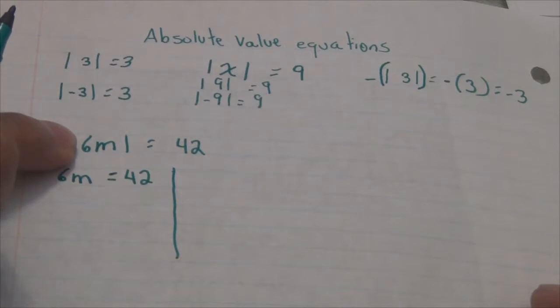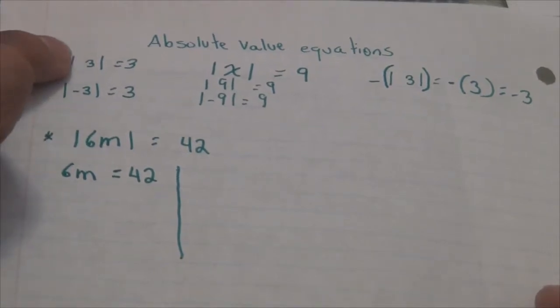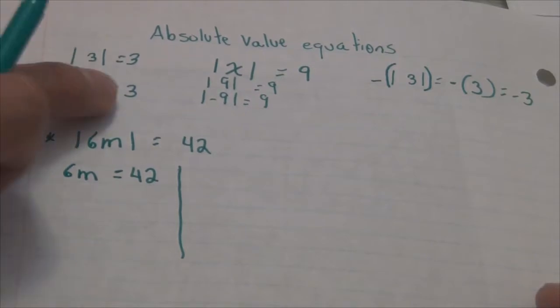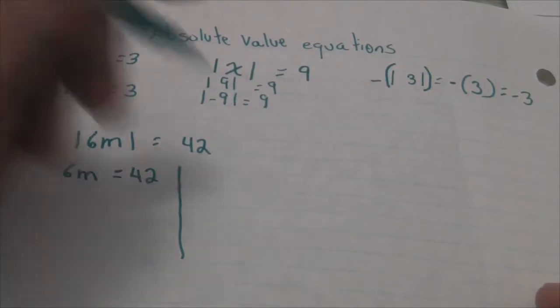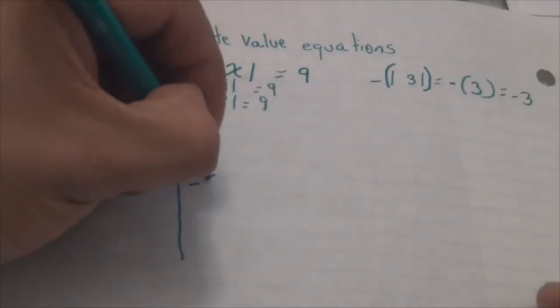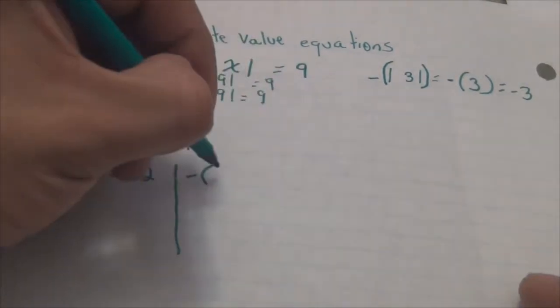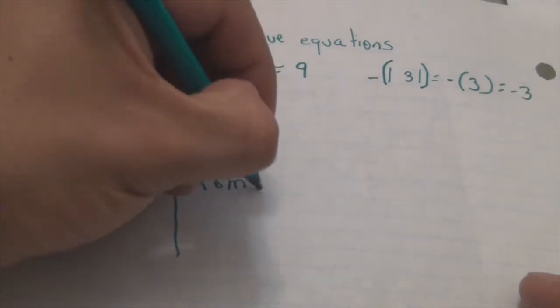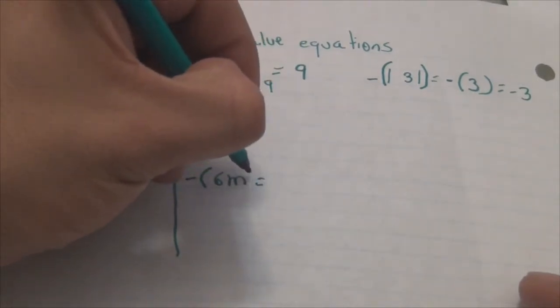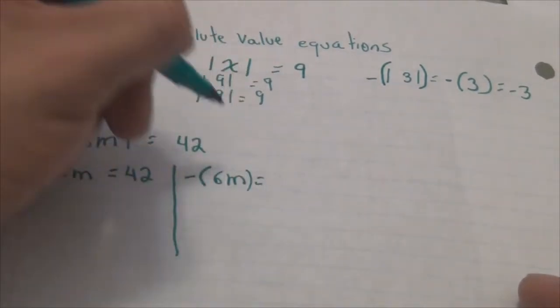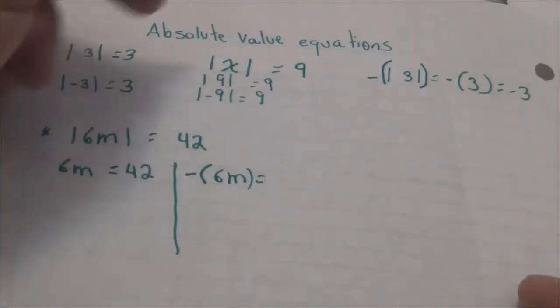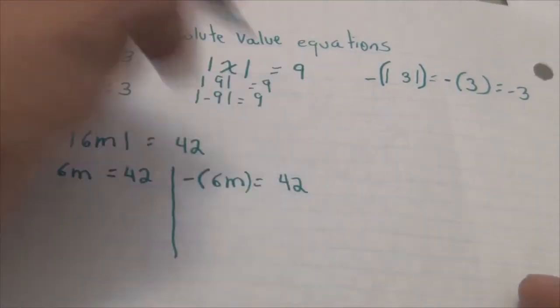Remember the negative of this, just like the absolute value of 3 is 3 and the absolute value of -3 is 3, so you gotta have this negative. So it's gonna be negative and whatever you have inside the absolute value bars, which is 6m. Why did I put parentheses? Oh, because of the negative. -6m equaling 42. All right.